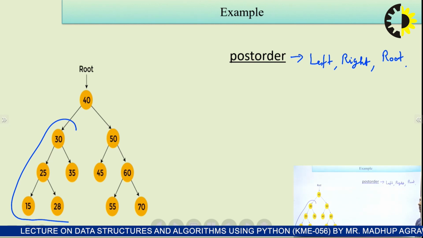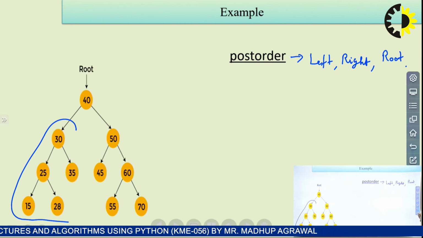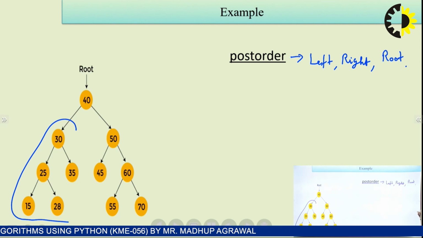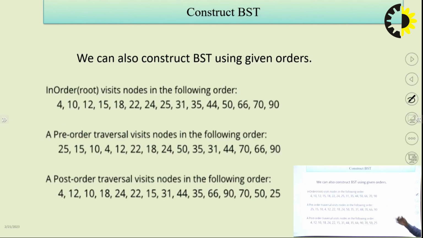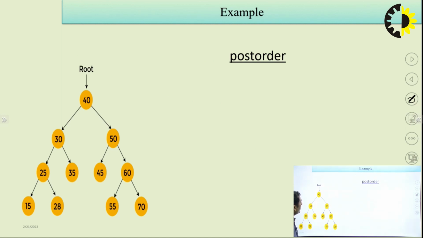So as we see, I think it is clear. And we can also construct in the reverse order: if we are given the in order traversal, pre-order and post order, then we can construct the tree by using these traversal sequences also. This will be considered in another lecture. We can consider another example.